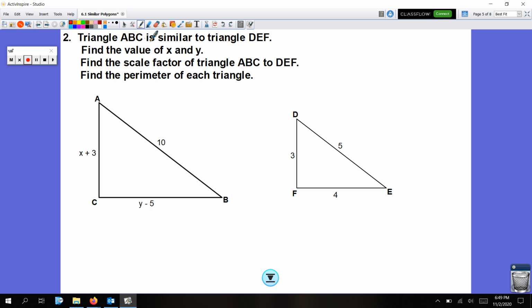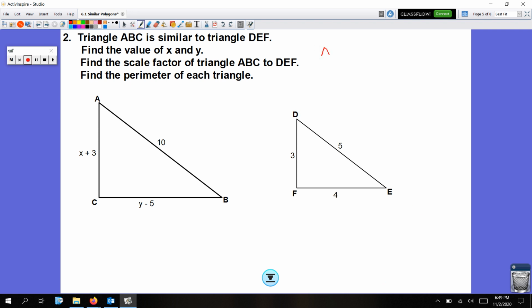All right, triangle ABC is similar to triangle DEF. We're going to find the values of X and Y, find the scale factor of triangle ABC to DEF, and find the perimeter of each triangle. Okay, first off, let's start with the scale factor because that's really the first thing we want to find, okay? I see that AB has a value of 10. There's no variable here, and that's what I need. I needed to have an exact value. And I see DE has a value of 5.